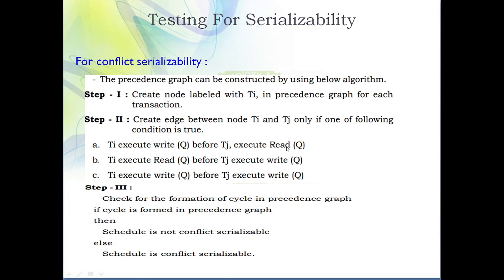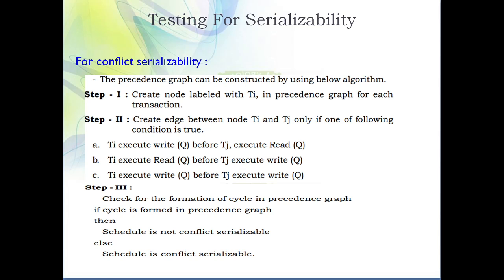In short, the condition is very simple. Between read and read there is no conflict, but between read-write, write-write and write-read there is a conflict. Suppose you find read-write, then you can draw the edge. Suppose you find write-write, you can draw the edge. Suppose you find write-read, then also you can draw the edge. But if you find read-read, there is no edge. And the condition is that they are accessing the same data item.